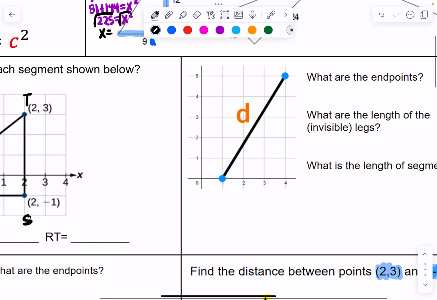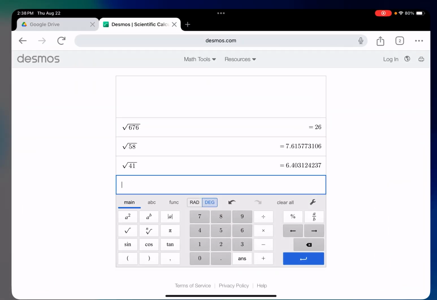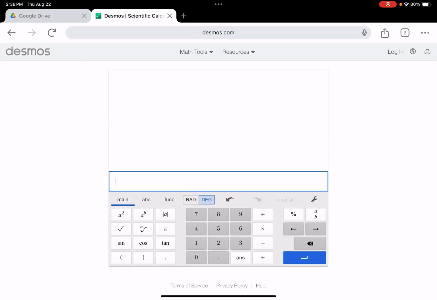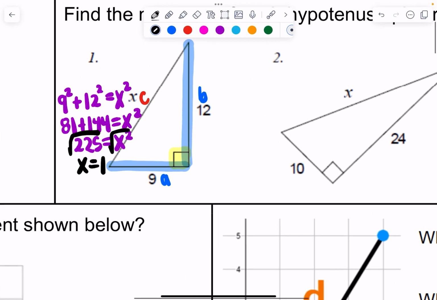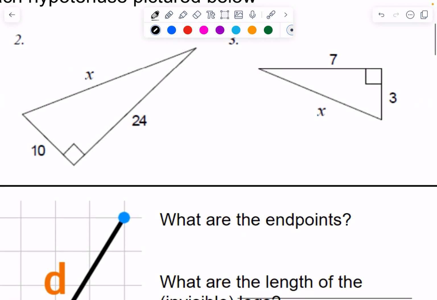So I'm going to go to my Google, and I'm going to type in the square root of 225, and I hit enter, and our answer is 15. All right, so X equals 15. Now remember, the hypotenuse is the largest side of a right triangle, so X in this case needs to be larger than 9 and 12, and in this case it is. So 15 sounds like a great answer, and it's also an exact answer. All right, so I would pause this video, and I would try 2 and 3 on your own. But if not, here we go.